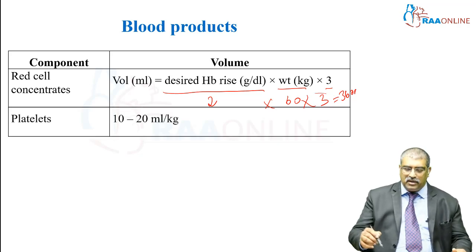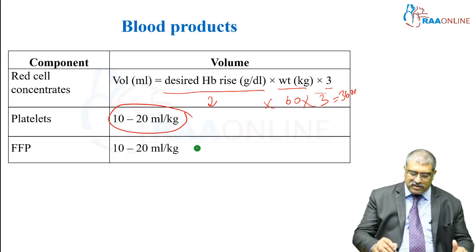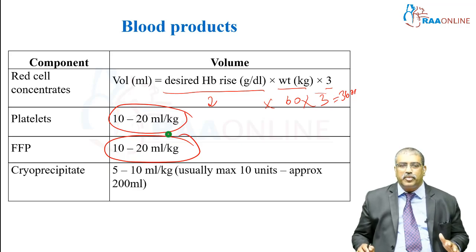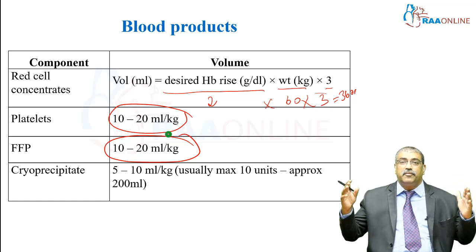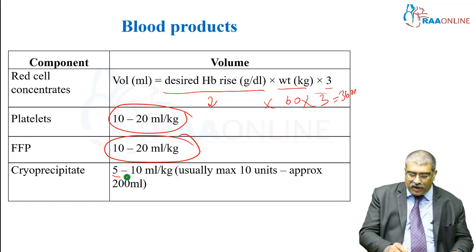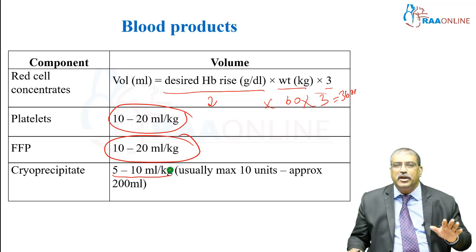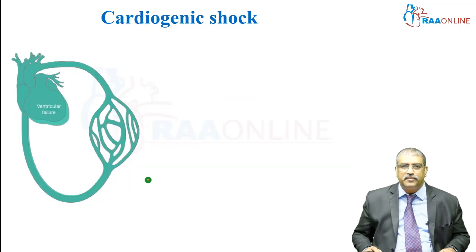And coming to platelet, it is roughly around 10 to 20 ml per kilogram. And it is the same for fresh frozen plasma, 10 to 20 ml per kilogram. Coming to cryoprecipitate, which we administer in case of excessive bleed, it goes around 5 to 10 ml per kilogram. Usually 10 units, approximately 200 ml will be administered.